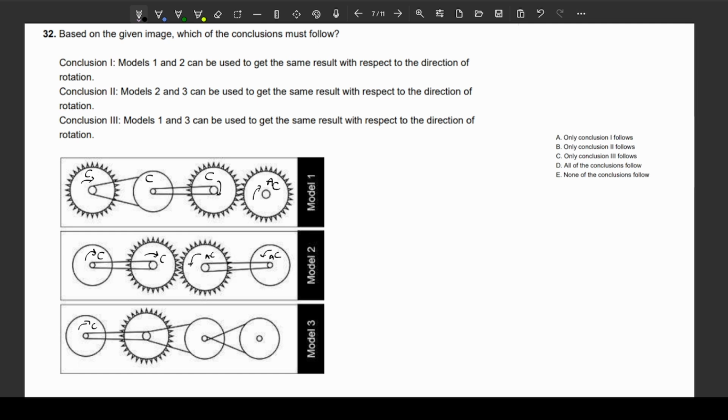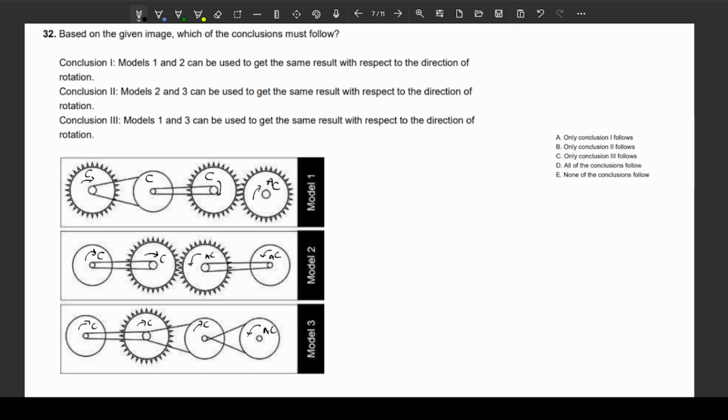Next, coming to model 3, let's assume the starting pulley again rotates in a clockwise direction. They both are connected with an open belt connection, hence the gear also moves in a clockwise direction. Now the gear and the next pulley are also in an open belt connection, so they move in the same direction, hence it's clockwise. The last pulleys are connected in a cross belt connection. You see an X mark here, hence they move in an opposite direction. So it moves in an anti-clockwise rotation.